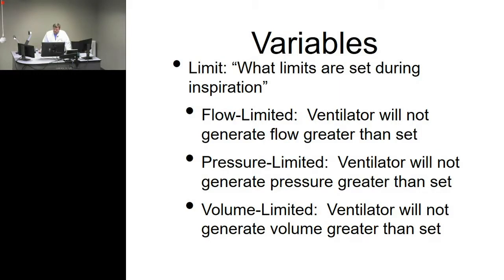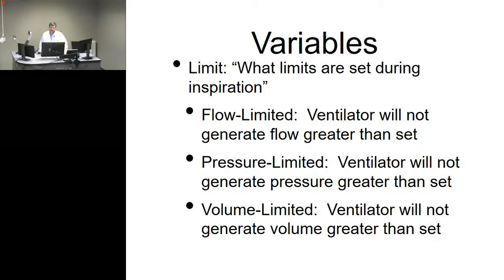Pressure limited variables: the ventilator is not going to generate a pressure greater. So this would be basically pressure ventilation or pressure AC mode, or pressure control is the other name. You set a pressure of 30 centimeters of water, and that's what you get. It's not going to generate higher than that. And then the volume limited, I think we're all the most familiar with. You set a volume, and the ventilator won't generate a volume greater than that. So you set it for 450.